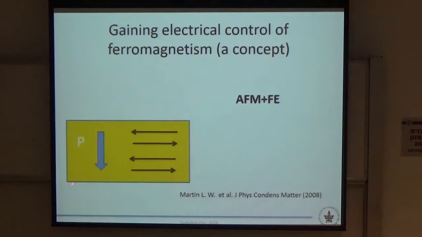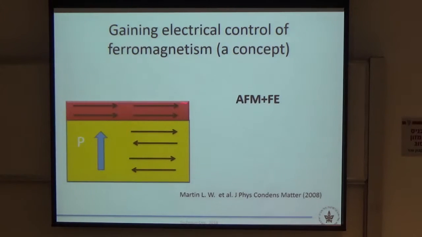And so, let's say we rotate the axis of polarization by 180 degrees, the antiferromagnetism also changes sign. Now, this spin can be connected to a ferromagnetic layer on top via exchange bias. So there is interaction between this antiferromagnet and the ferromagnet, and therefore this ferromagnetic layer is coupled to this antiferromagnetism, and via this antiferromagnetism to this polarization.